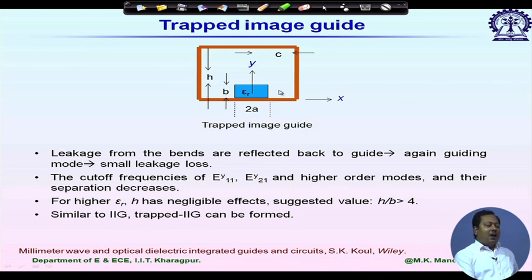loss. How? If there is any bend, let us say there is some higher order mode excitation, and from that we have radiation. But since now it is an enclosed structure, all of this radiation will be reflected back from the boundary wall and it will again excite the original mode inside the guiding structure. So, that is how we can minimize leakage loss as well as crosstalk. Not only for image guide, a similar trapped guide we can also design for insular image guide.